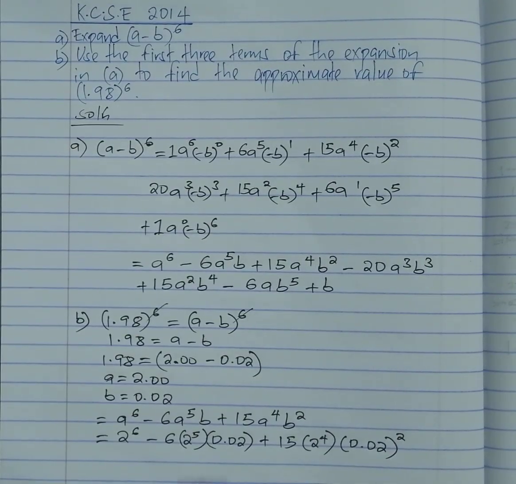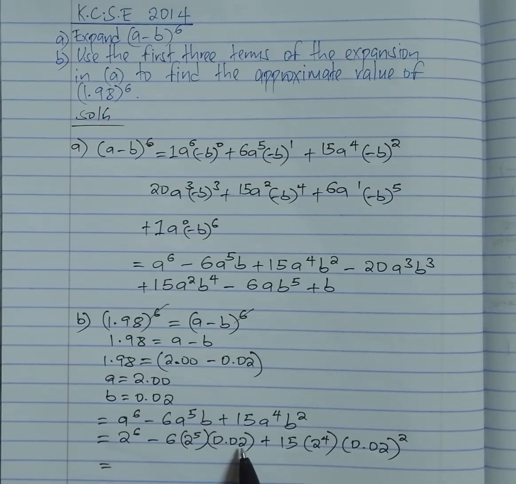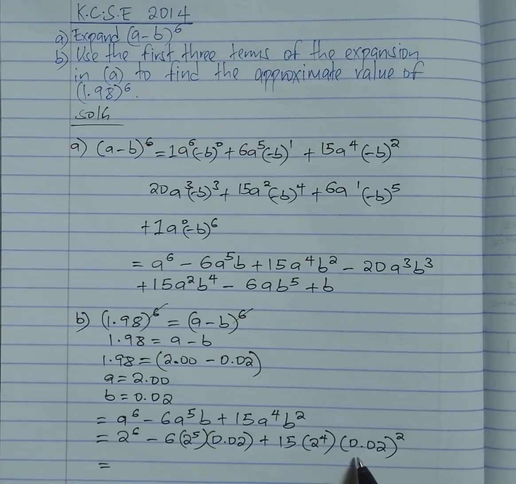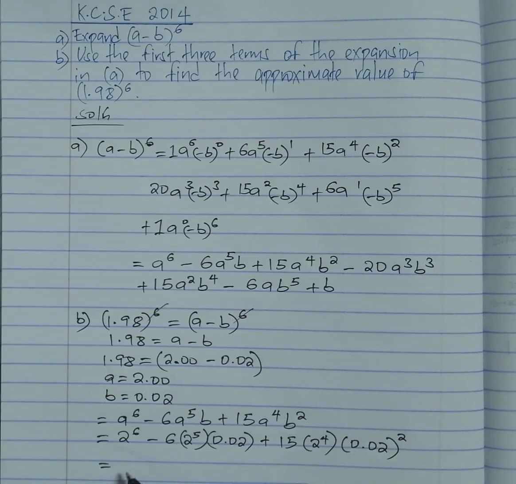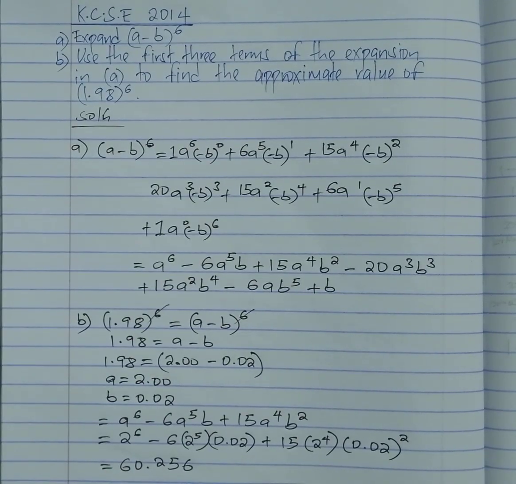And then we simplify. We can press it in the calculator to give us our answer: 2 to the power of 6 minus 6 multiplied by 2 to the power of 5 multiplied by 0.02, and then plus 15 multiplied by 2 to the power of 4 multiplied by 0.02 squared. You'll realize that this will give us 60.256. This is what you get after combining all of this in your calculator. So this is our answer.